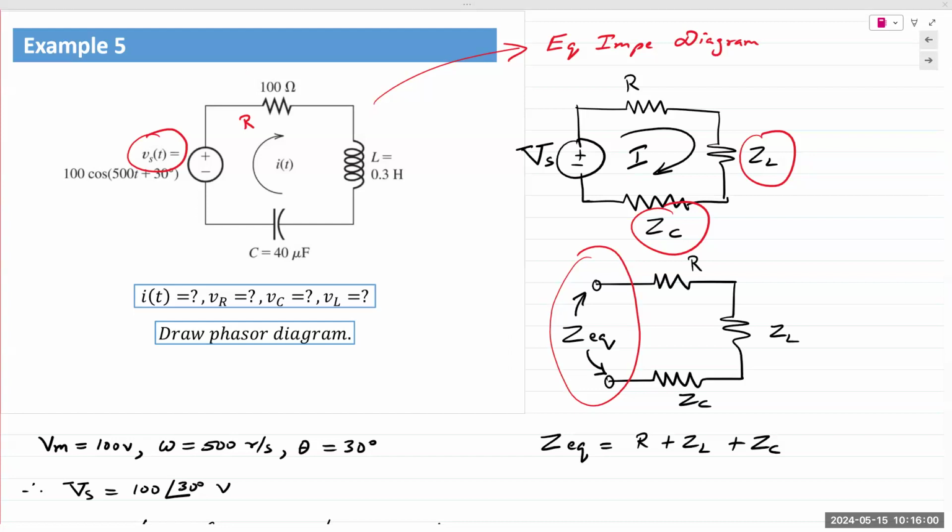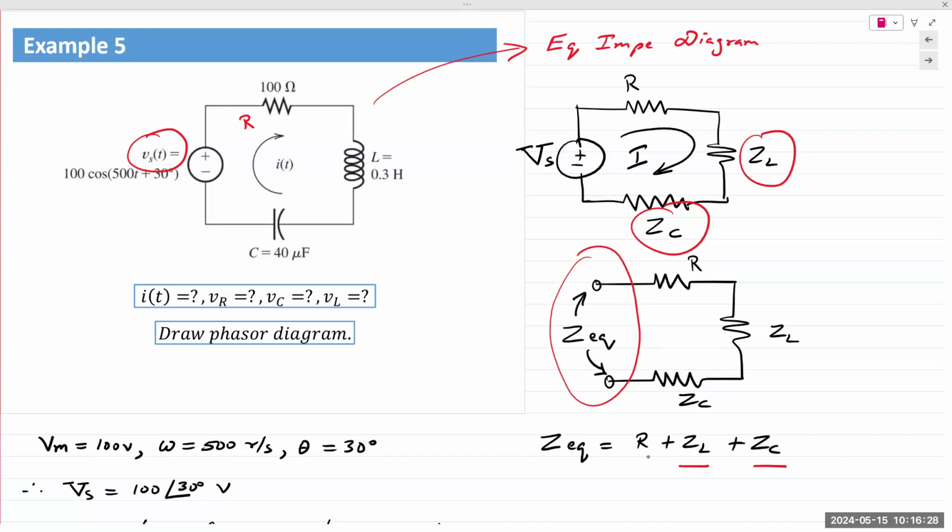Does this make sense so far? Okay, so we draw the equivalent impedance diagram. We define our approach. We selected the approach as ZEQ, reducing everything down to one single equivalent impedance. So now we need the values for the individual impedances, ZL and ZC.